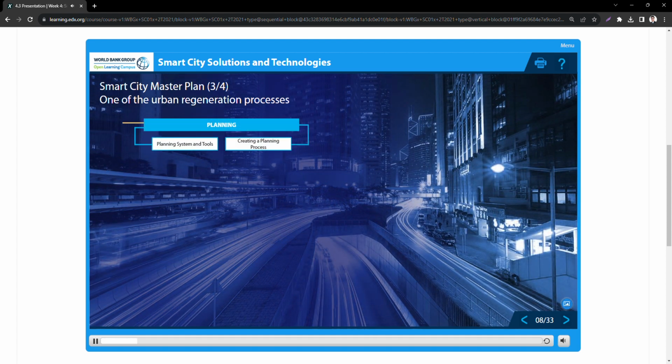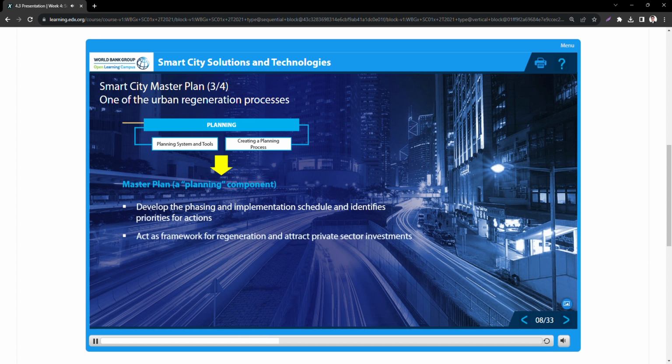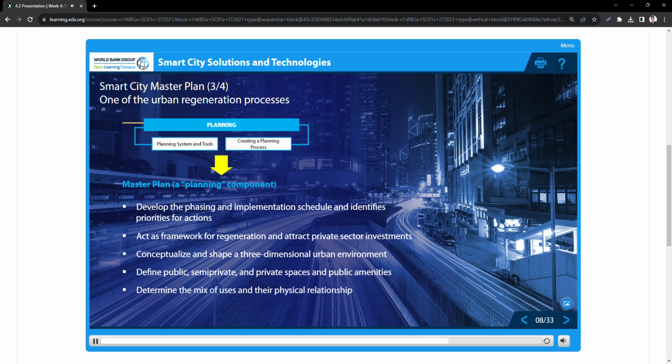Planning, which is the second phase of the urban regeneration processes, includes master plan as a subcomponent. Master plan develops the phasing and implementation schedule and identifies priorities for actions. Master plan acts as framework for regeneration and attracts private sectors for investment. Master plan conceptualizes and shapes the 3-dimensional urban environment. Master plan defines public, semi-private, and private spaces and public amenities. Master plan determines the mix of uses and their physical relationship. Master plan engages the local community and acts as builder of consensus.